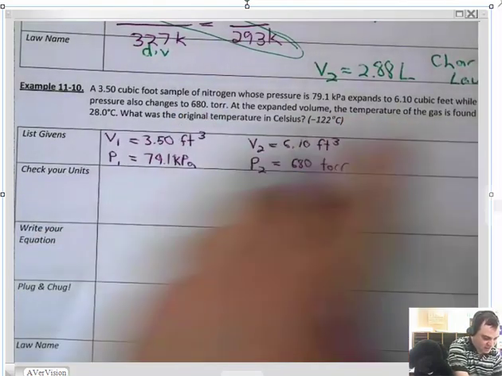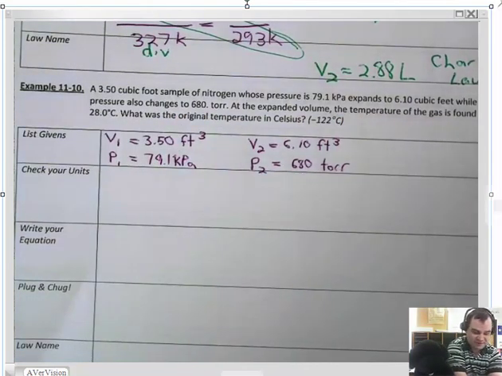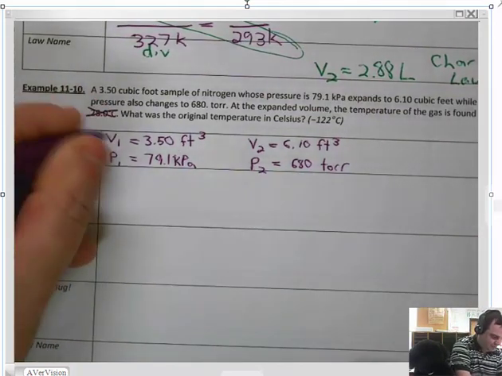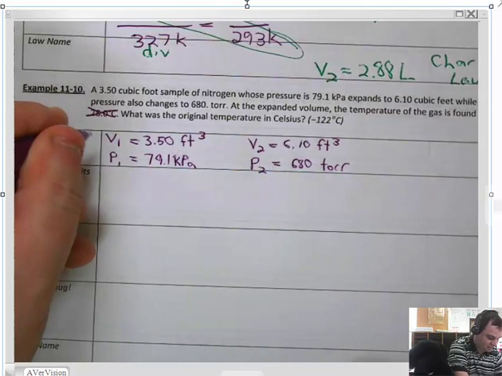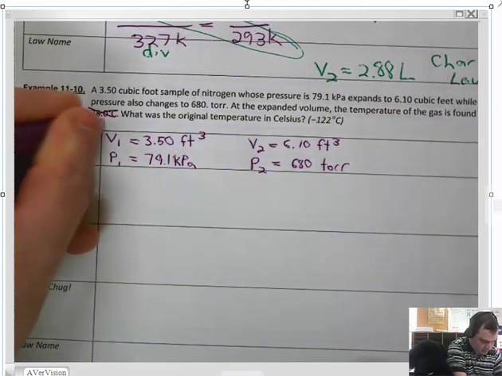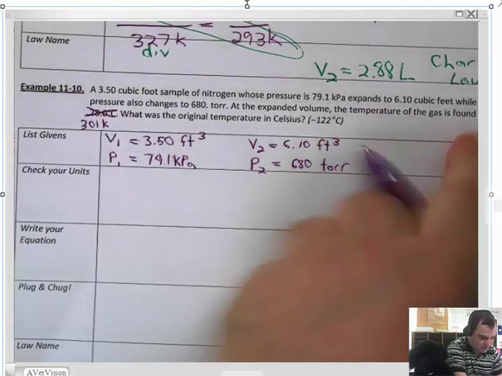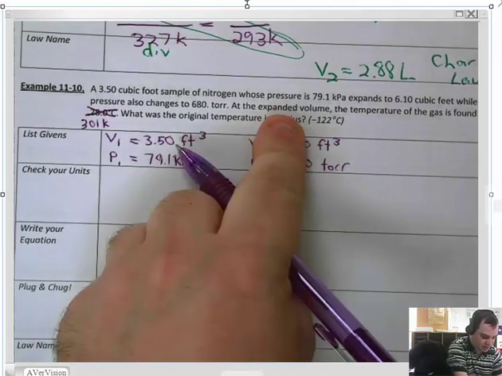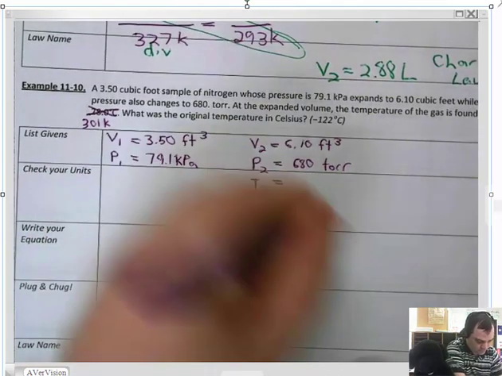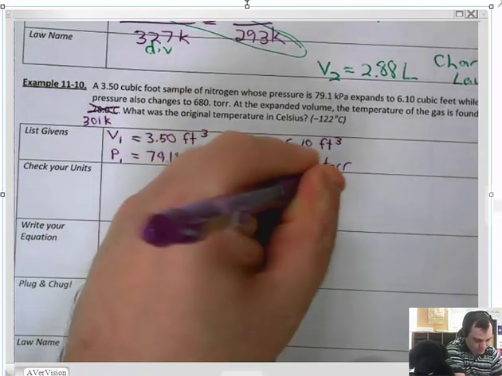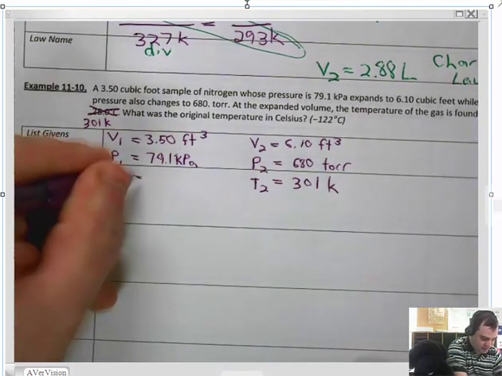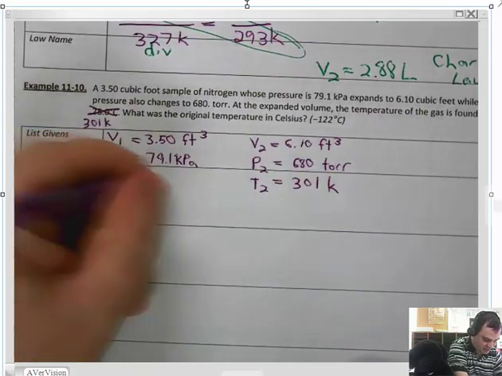The temperature of the gas is found to be 28 degrees Celsius. You're right, Darian, we can't use Celsius in gas law. We have to use Kelvin. So this is going to be 301 Kelvin at the expanded volume. So this is actually a T2. We are going to look for T1 because it says what is the original temperature in Celsius.